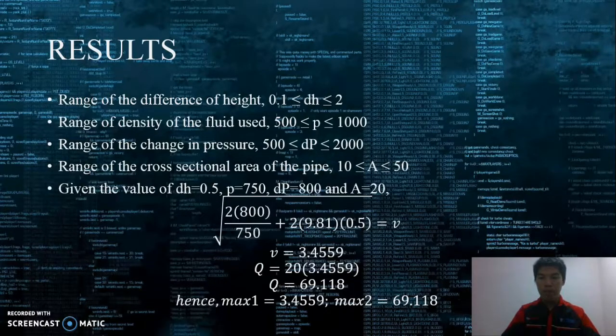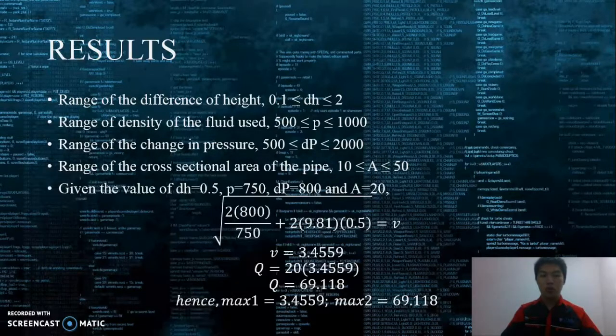So based on the diagram, we can come up with a result. As told before, the range of the parameters is different. For height, we have 0.1 until 2. And then for the density of the fluid, we have used 500 until 1000. The range of the pressure will be 500 until 2000. The range of the cross-sectional area will be 10 until 50.